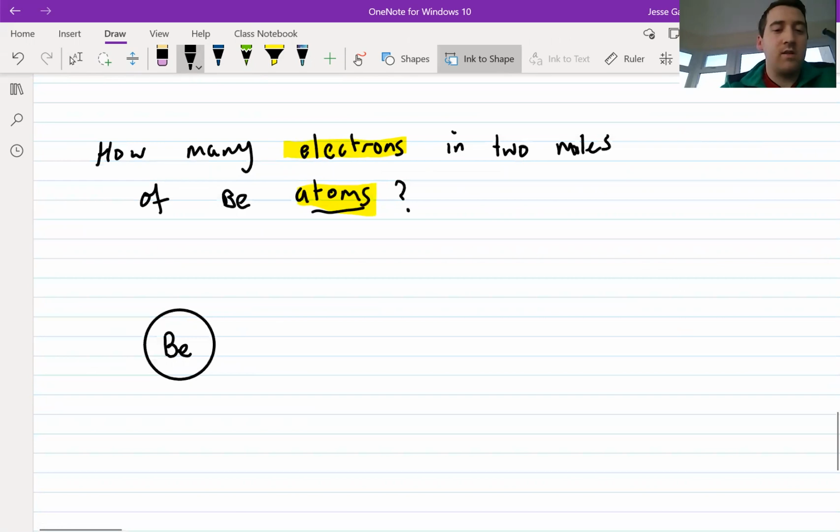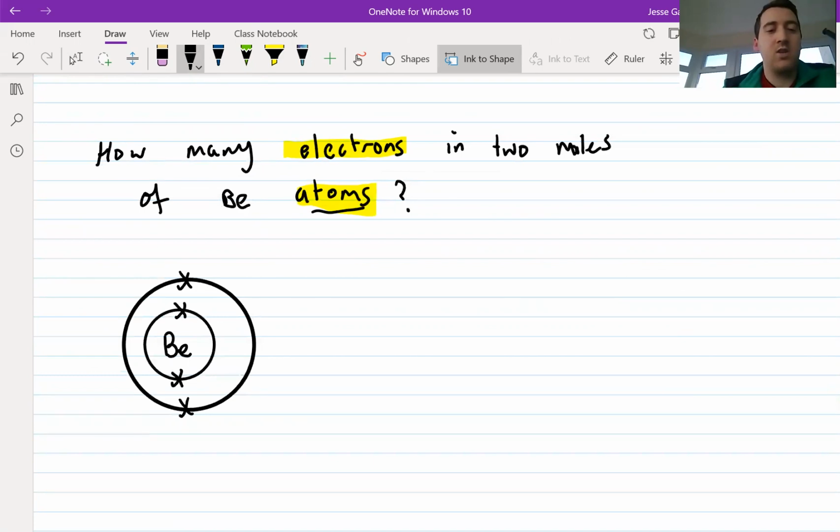So let's draw this. You've got 2 in the first shell like this. Then we draw a second shell, and we would draw 2 electrons in the second shell like that. So that is how we would draw an atom of beryllium.